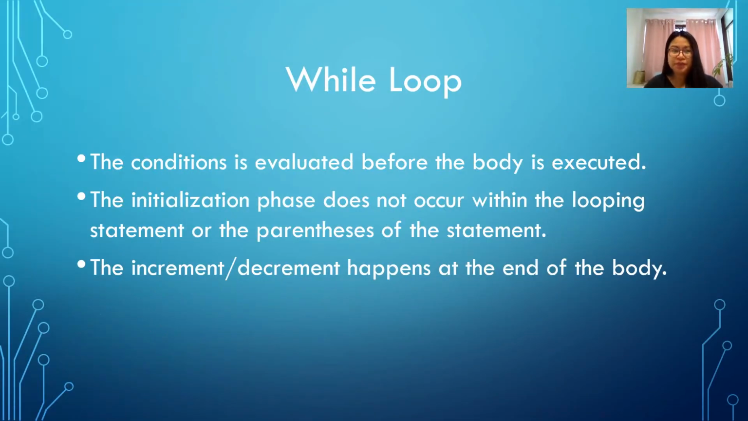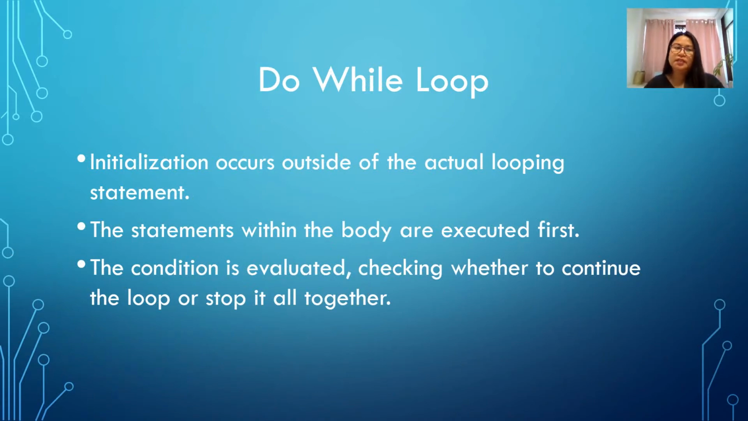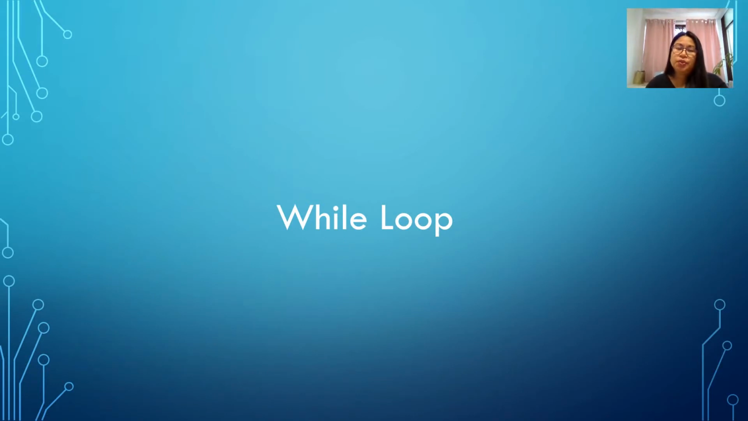While in the while loop, the condition is evaluated before the body is executed. The initialization phase does not occur within the looping statement or the parentheses of the statement, and the increment decrement happens at the end of the body. And in the do while loop, the initialization takes place outside of the actual looping statement, and the statements within the body are executed first, and then the condition is evaluated, checking whether to continue the loop or stop it altogether. In this topic, I will show you an example of a while loop program.